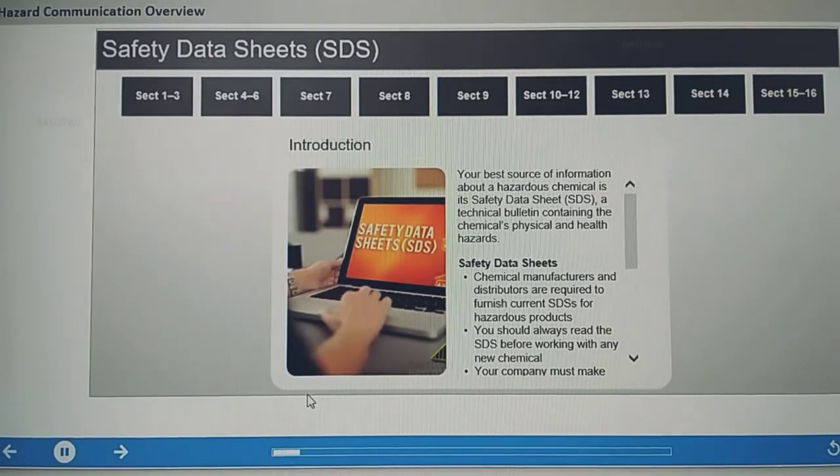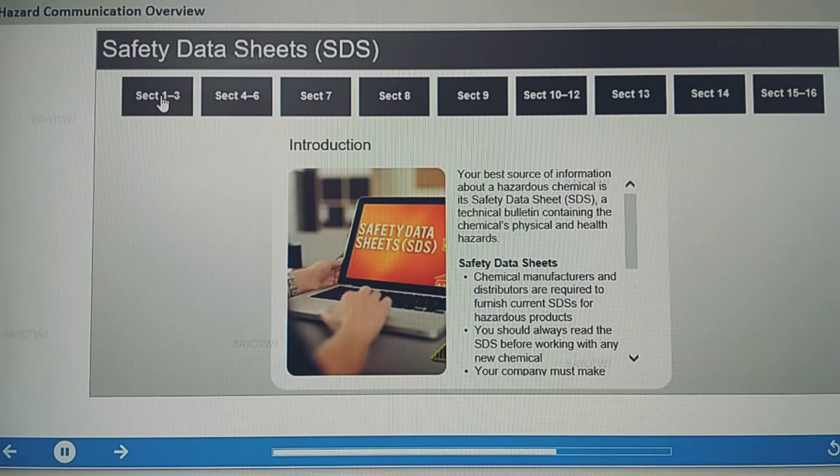Hazardous chemical in your workplace is its safety data sheet, or SDS, a technical bulletin containing the chemical's physical and health hazards. Chemical manufacturers and distributors are required to furnish current SDSs to your company for hazardous products. You should always read the SDS before working with any new chemical, and your company must make SDS information easily available to you in a central location or maintain electronic SDSs and provide access through computers or other means.